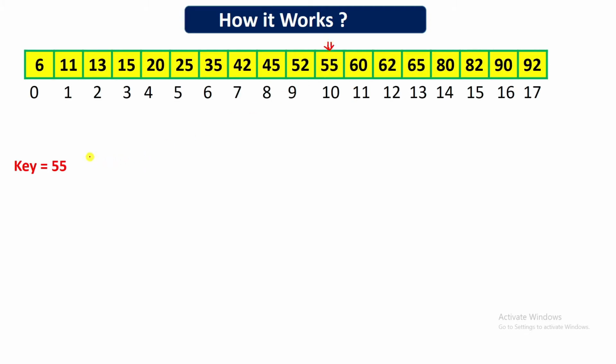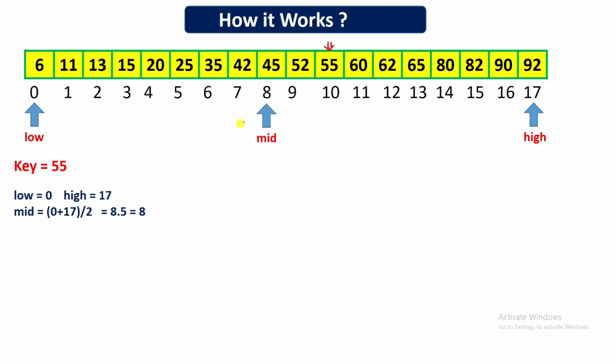So again you will take two pointers, low and high. You will find the midpoint of this low and high. So the midpoint will be 8. Now you will check whether your key element is equal to this mid element. So you will say no, 55 is not equal to 45. So you will do what?